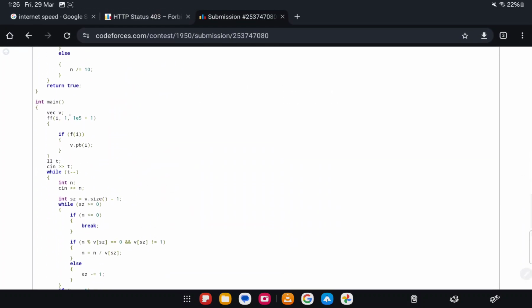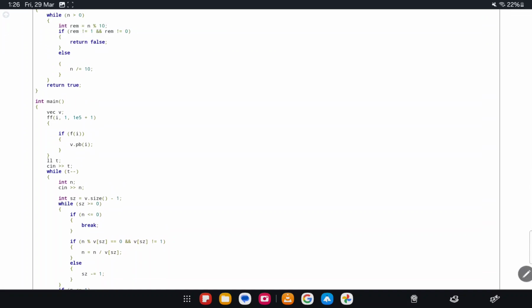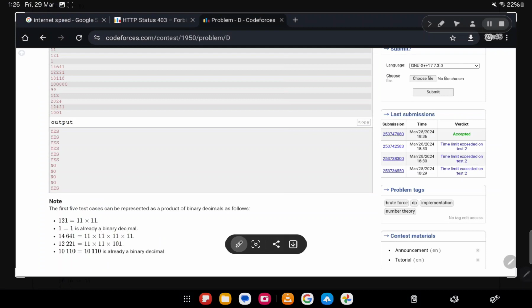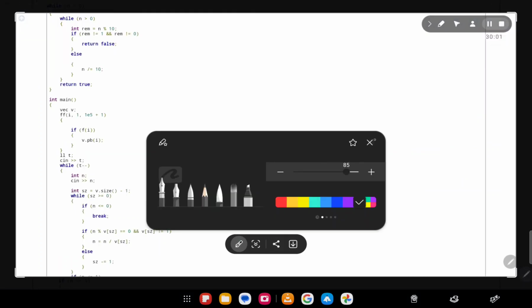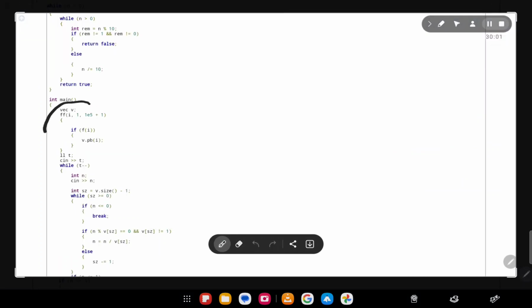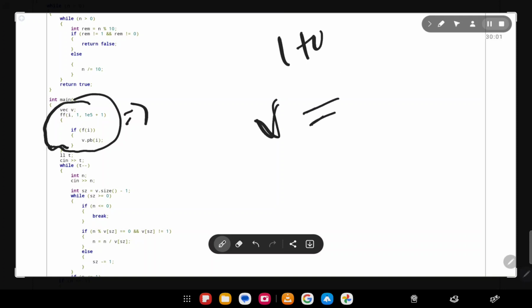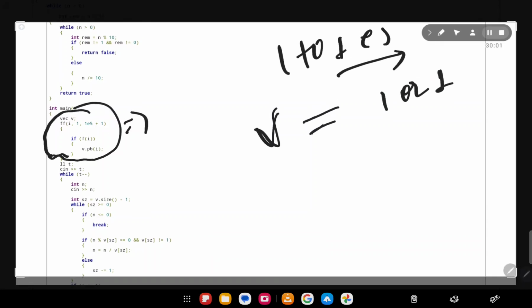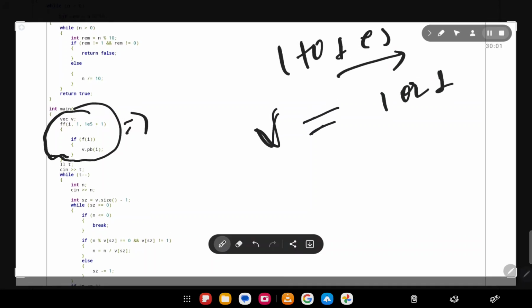so basically, see here I have computed, if you will see this part of my code, then here I have computed this vector v, basically from 1 to 1e5 all those numbers which consist of 1 or 0. Okay, so see, here are my functions which I am calling.